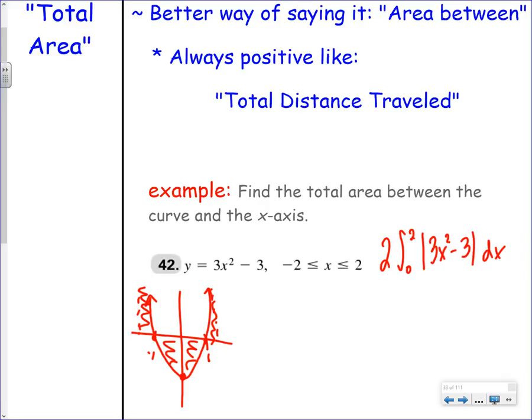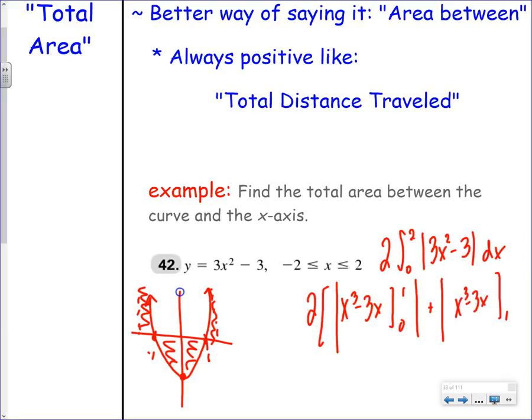We'll have to split it up, but split it up where? 0, 1, at 2. 1. Good. So we have to have our 2 be on the outside. We have to go from 0 to 1. Well, we can integrate this, right? So that'd be x cubed minus 3x. Double check me. From 0 to 1. Does that make sense? Yes, it does.